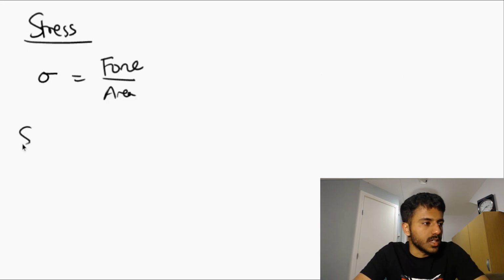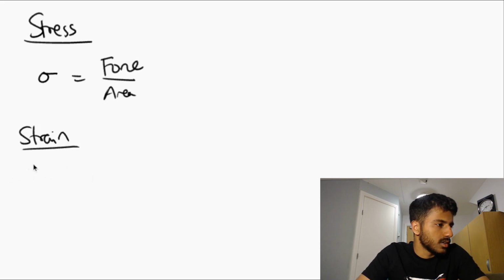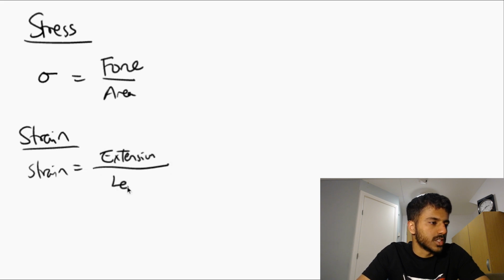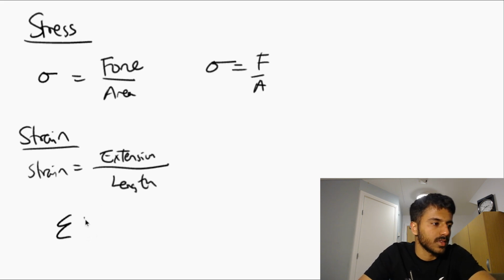And another concept is strain, and this is denoted by the extension of a material over its original length. So let's say the strain is denoted by this epsilon here. This is equal to x over L.